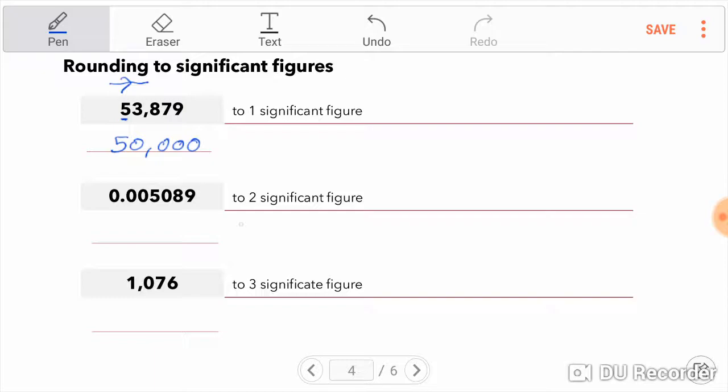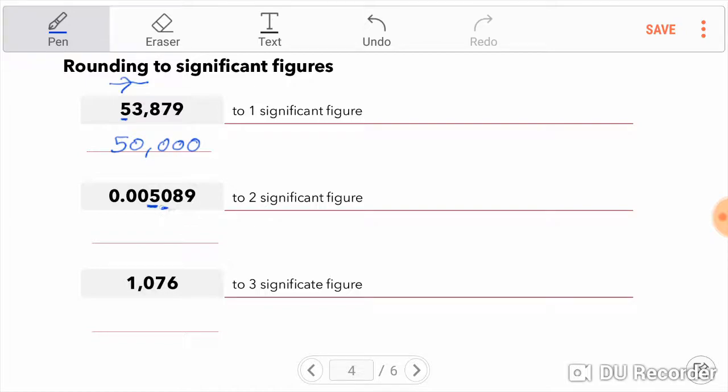Now we take this number, 0.005089. Here's a rule for us: if you have a zero at the start or the end of a number, it does not count as significant, but a zero between two digits does count. So the first significant figure is 5. The next digit is 0, so the next significant figure is 0.